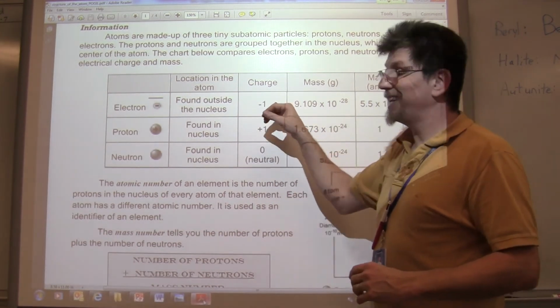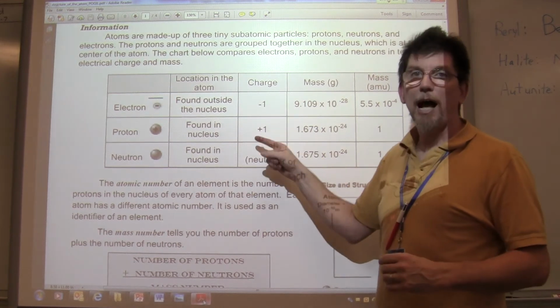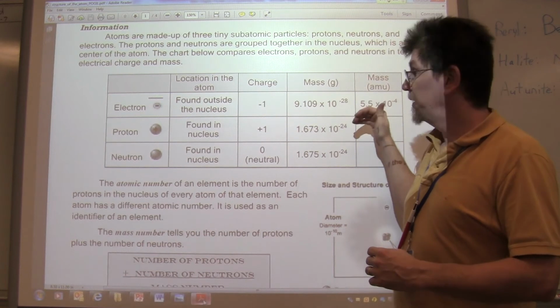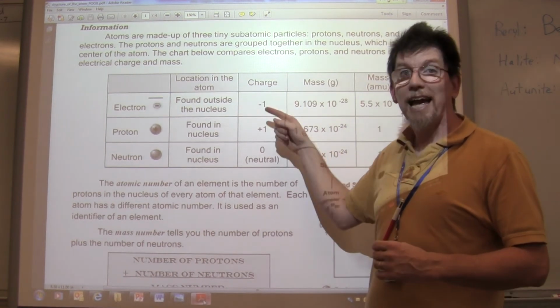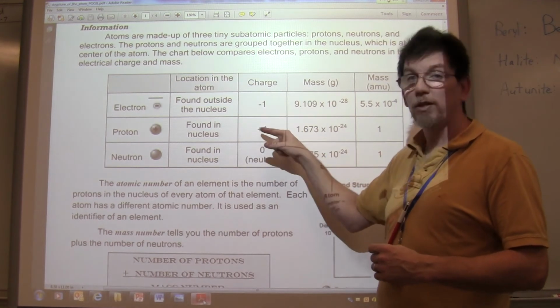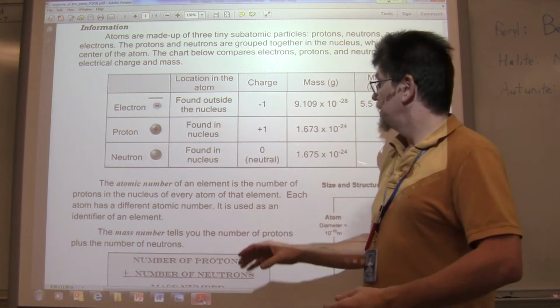Now, the charge is negative one. This is opposite that of the proton. It's exactly opposite. Even though the masses are vastly different, the charges are not. One electron is exactly equal and opposite to that of a proton. So they would cancel out the overall charge.